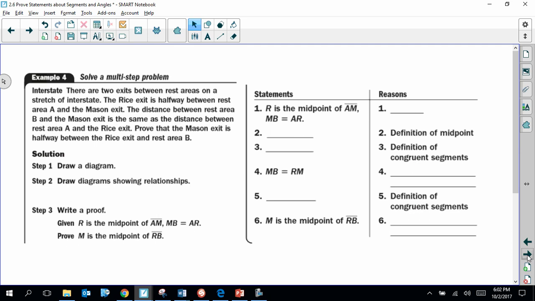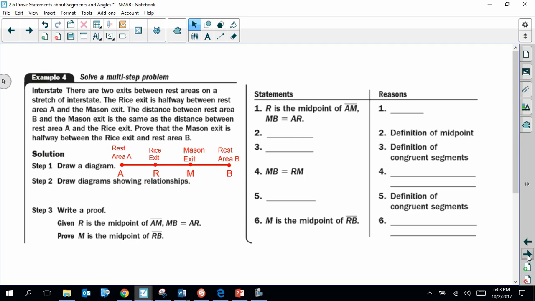So even though this isn't giving you a diagram to work with, it's a very good example of the kind of two-column proof that you may be expected to do. So it tells you, go ahead and read the example for yourselves, and I know you guys know how to read, but since the diagram isn't given to you, it helps if you draw a diagram of some kind.